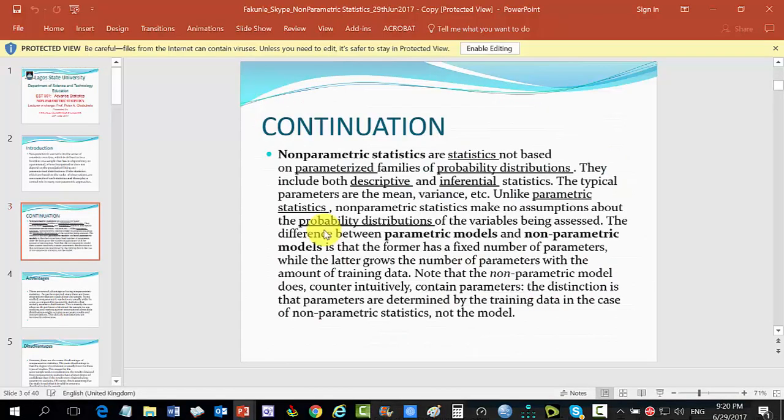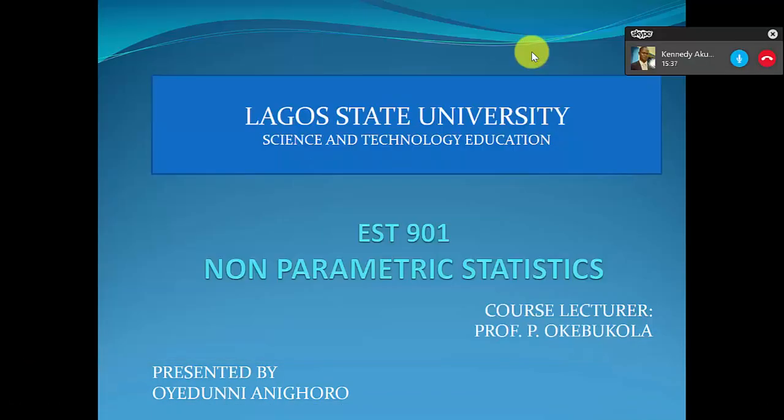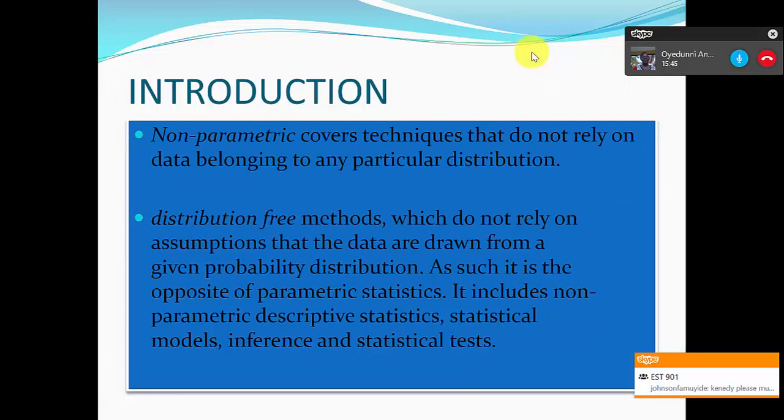Introduction. Once again, class, I'm presenting on non-parametric statistics. Non-parametric statistics covers techniques that do not rely on data belonging to any particular distribution. That is, they are distribution free, not a normal distribution, not randomized.